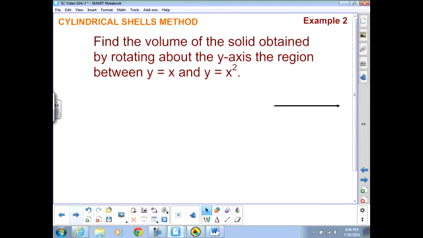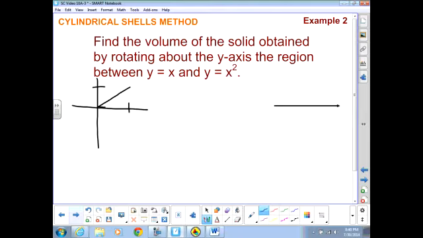All right, next one will be a region that we've worked with quite a bit. We'll do y equals x and y equals x squared. We've seen that in several problems in our videos. We're going to do it with shells and rotate it around the y-axis. So we need to draw in a rectangle.